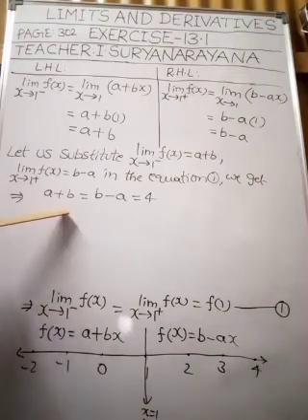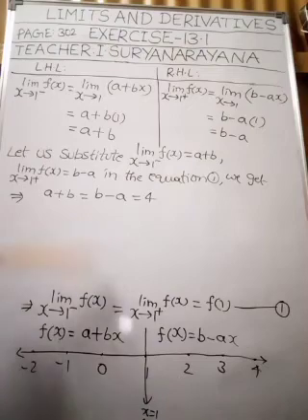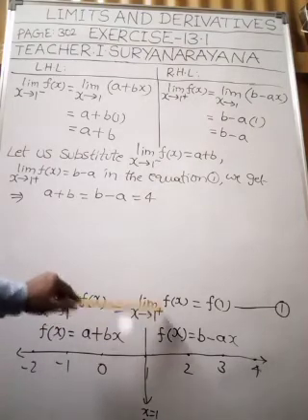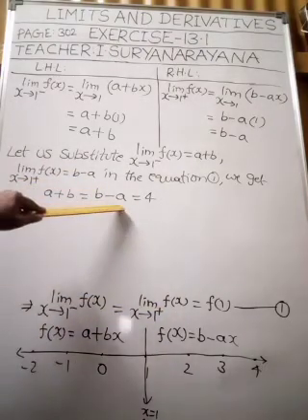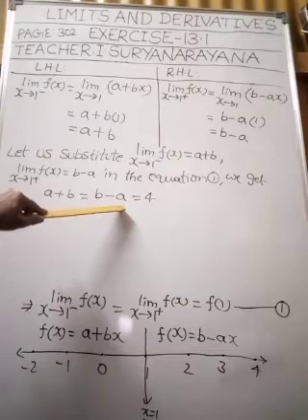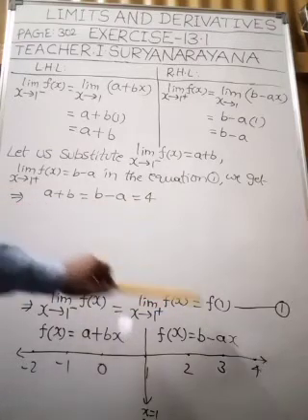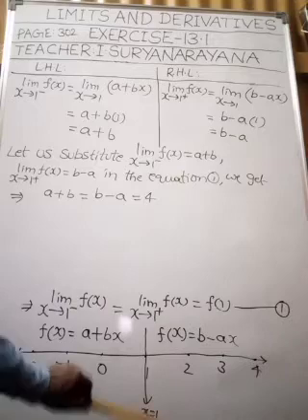Understood this step, my children? First I wrote the left hand limit, that is a plus b, which is equal to the second term. This is the right hand limit. What is the right hand limit? b minus a. I wrote it in the middle. After that it is equal to sin f of 1. f of 1 means 4.